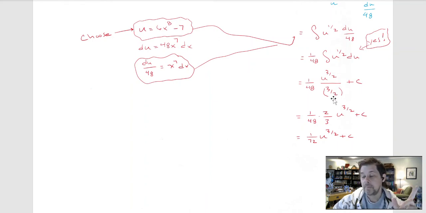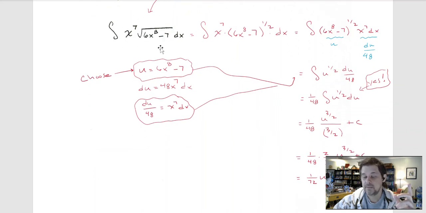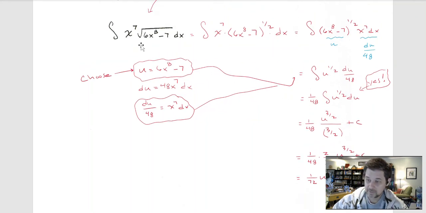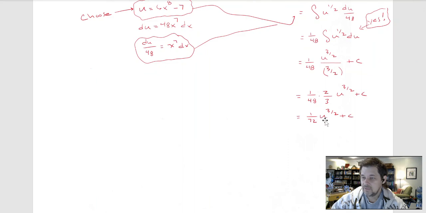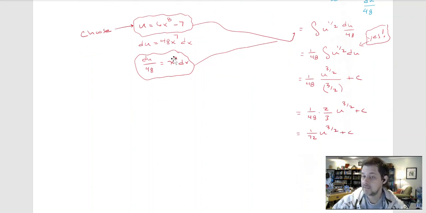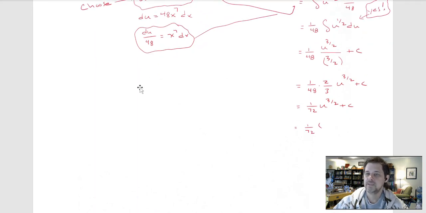Okay, but it makes sense to give your answer in terms of the variable you started with. The purpose of introducing the u is just to turn something complicated into something so simple that our rule applies to it. So we're done with that. And we want to give our answer in terms of the variable we started with. So in place of the u, by way of this substitution that is in play in this problem, I'll say u is the same thing as 6 times x to the 8th minus 7. All right, so here goes. Final answer, 1 over 72. Okay, what was that? 6x to the 8th minus 7.